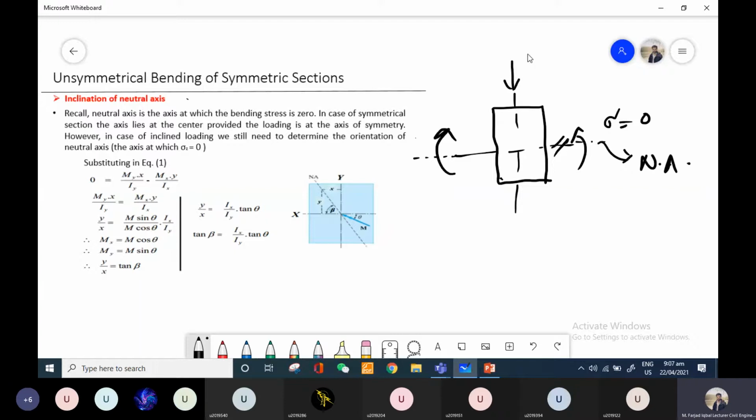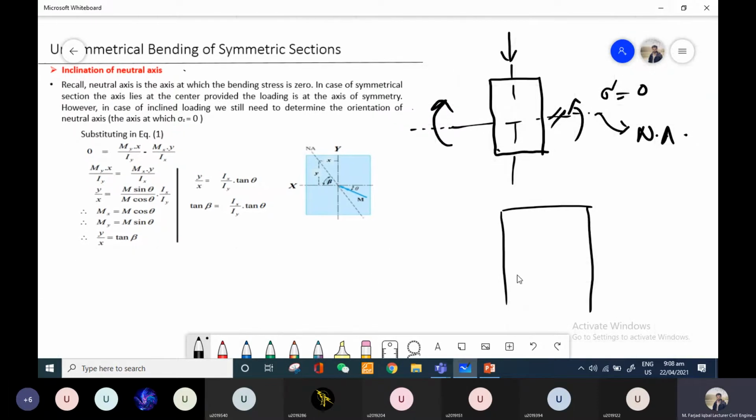But when the loads are acting inclined to the cross section or inclined to the principal axis, in this case we have to transform the resultant moment. For example, if the moment is something like this one, then we have to transfer this resultant moment in two directions, or in two components along the principal axes.